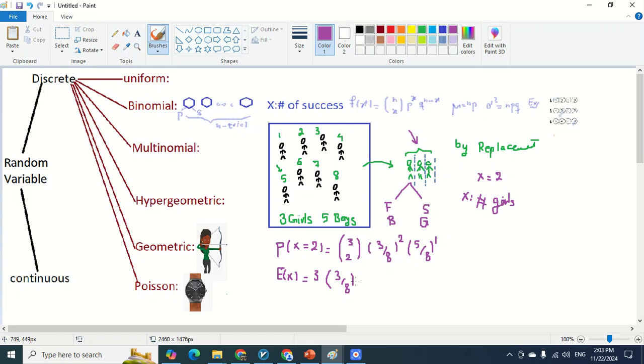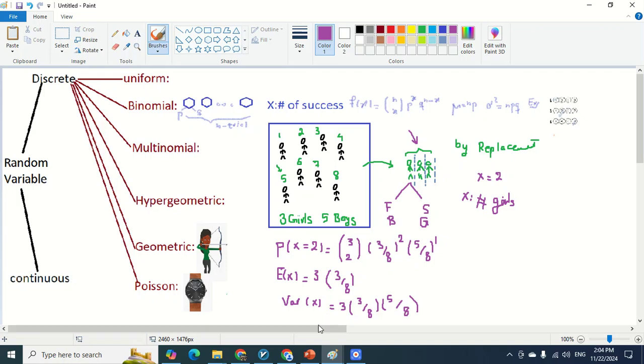And if you want to calculate the variance of x as well, the variance of x will be the expected value times q, or npq. So it will be the same thing that we have. It means 3 times 3/8, and we should multiply that number also by the probability of being a boy, which is 5/8, and you can calculate the variance by this method.